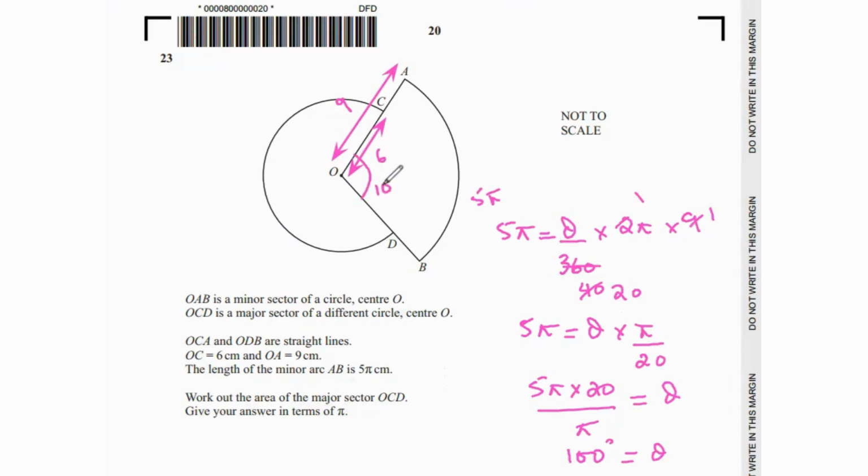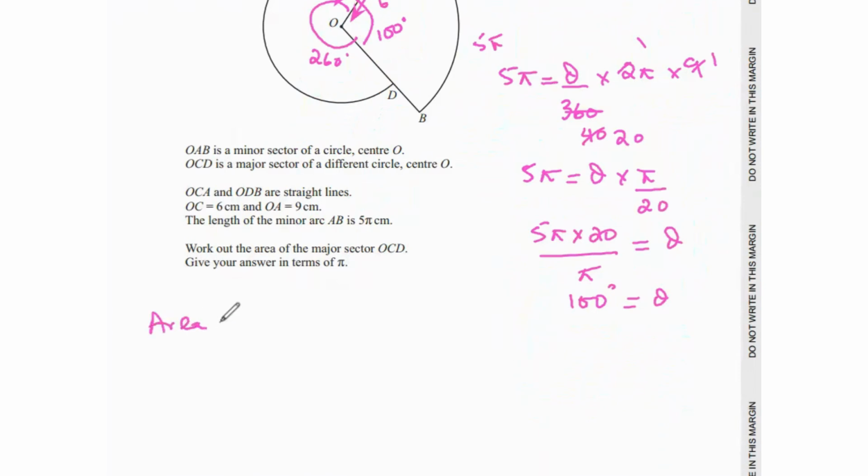That's this angle, which means angle COD is 360 minus 100, which is 260 degrees. We have the radius, which is 6, so we can use that to find the area. So area is going to be 260 over 360 times pi times 6 squared. Zeros get cancelled out. 6 squared is 36, so 36 divided by 36 is 1. So that's 26 pi. That is your area of the major sector OCD.